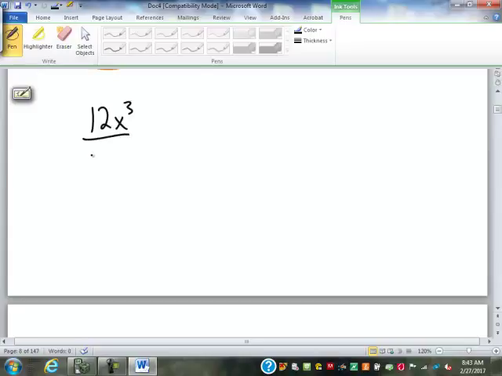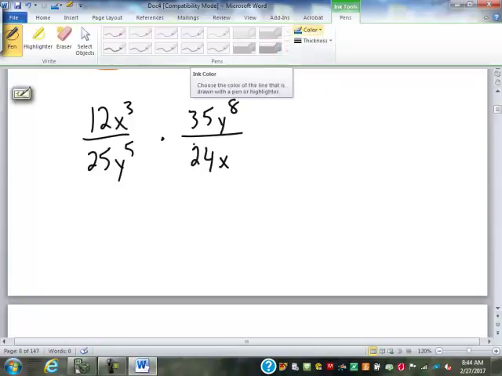So 12x to the 3rd over 25y to the 5th times 35y to the 8th over 24x. We'll leave it like that. So again, we're going to do the same thing. We're going to pull out the numbers: 12 over 25 times 35 over 24.